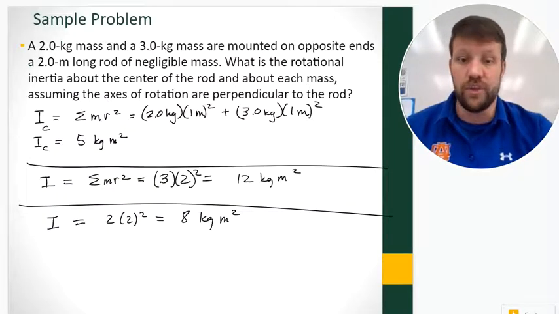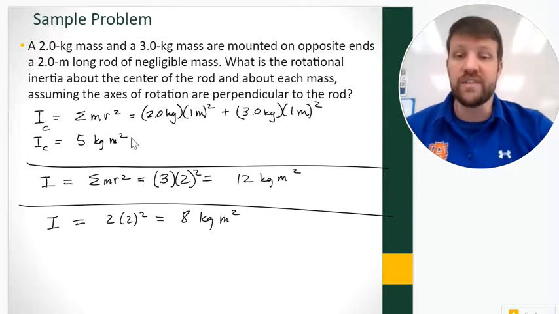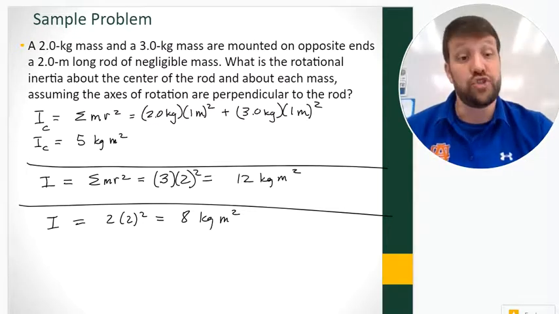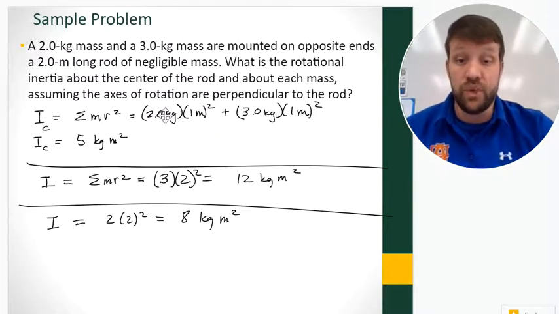All right, so the first one right here. We're going to say for this first one that we're rotating about the center point. If it's 2 meters long, then this 2 kilogram mass is 1 meter away, and the 3 kilogram mass is 1 meter away. And I'm still going to use mr squared and add them together for each.